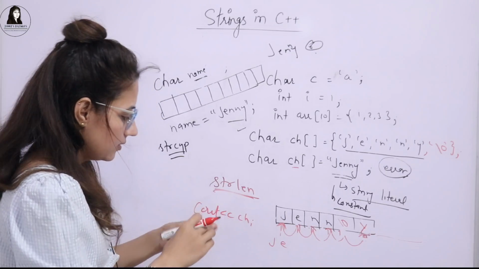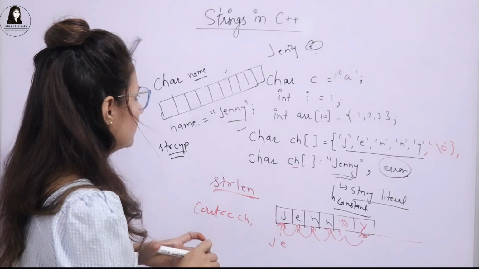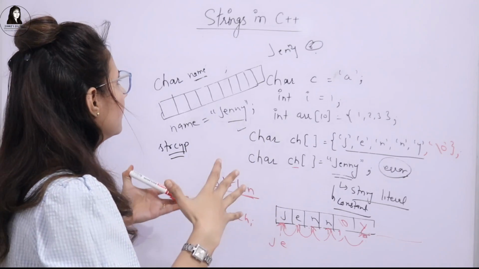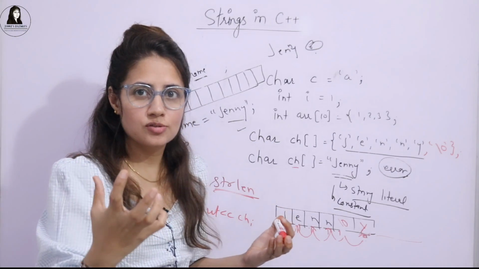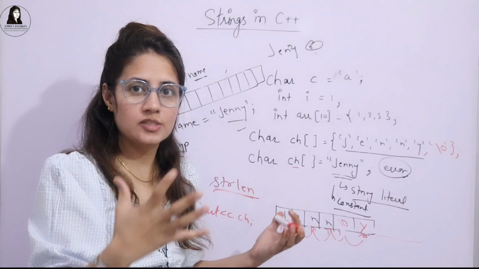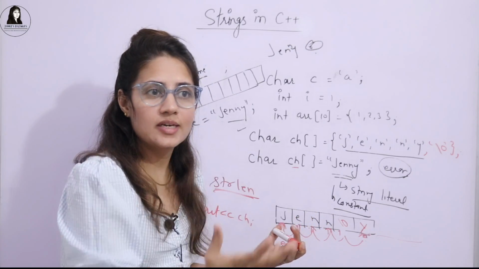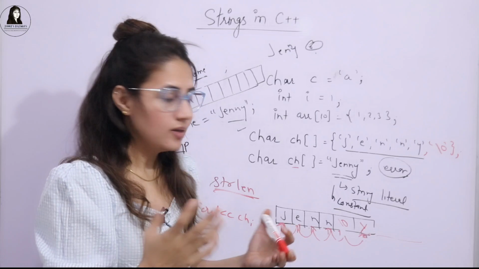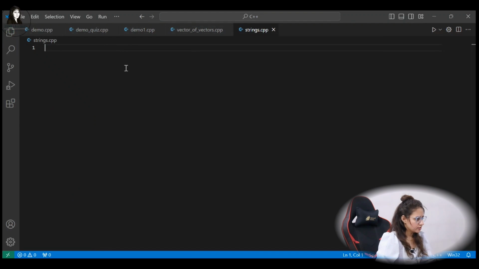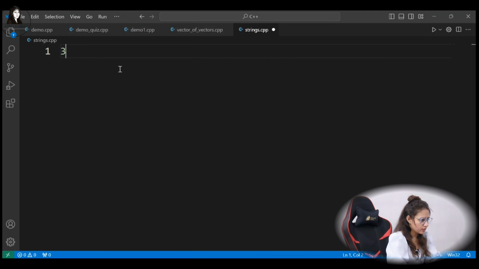Okay, now let's do some coding exercise. With the help of one program, we will see C style strings and all the functions we can use: strlen, how to find the length of a string, how to compare two strings, string concatenation and all, right? So let's create a new file here and include those header files.